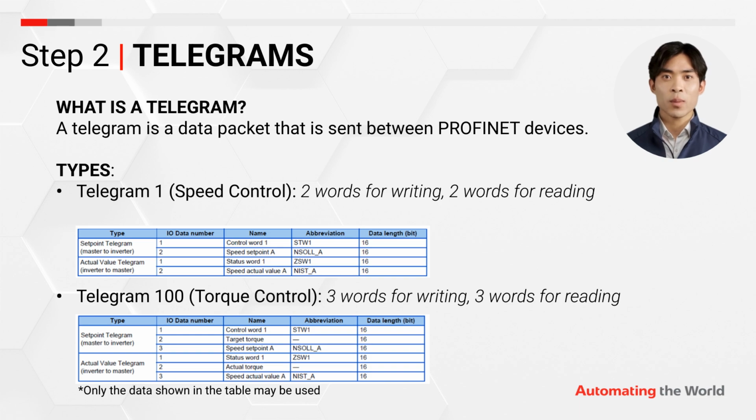The second telegram we're going to look at is telegram 100, also known as torque control. It consists of 6 words for data exchange, 3 for writing and 3 for reading. The 3 write words are, respectively, the control word, target torque and speed set point, while the 3 read words are the status word, actual torque and speed actual value.